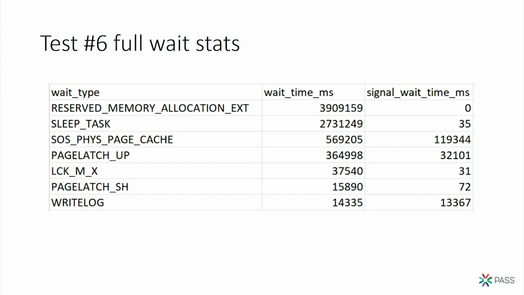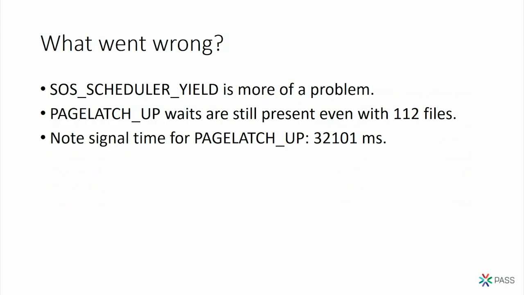It's back. The RESERVED_MEMORY_ALLOCATION_EXT wait is back. So I've significantly reduced my PAGELATCH_UP, but it's still there. I've got 112 data files, but I still have this wait. I don't want this. I want this wait to be gone, OK? So why is this happening? Got more SOS_SCHEDULER_YIELD than before.